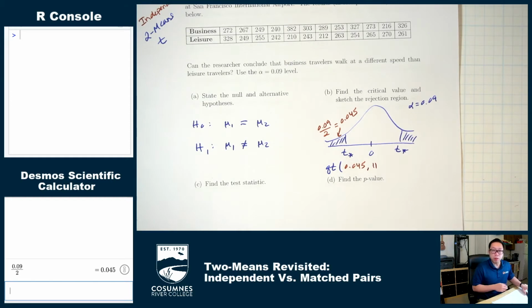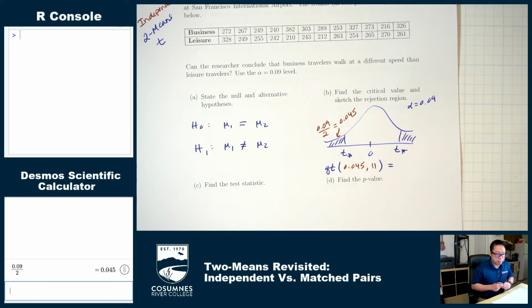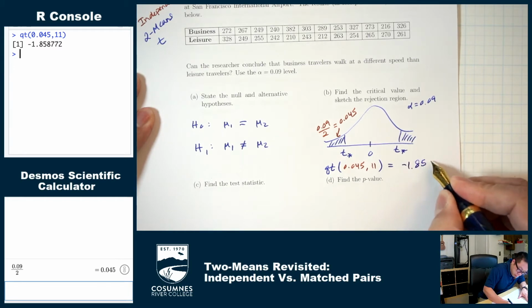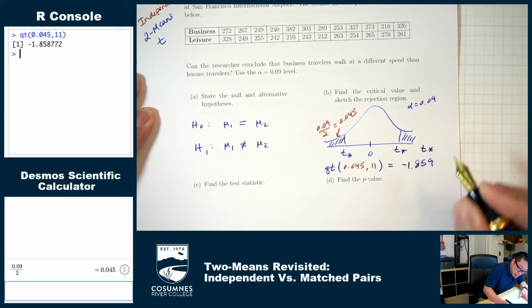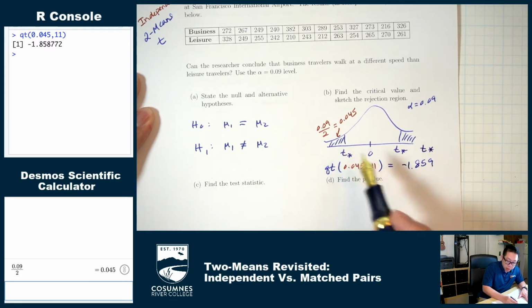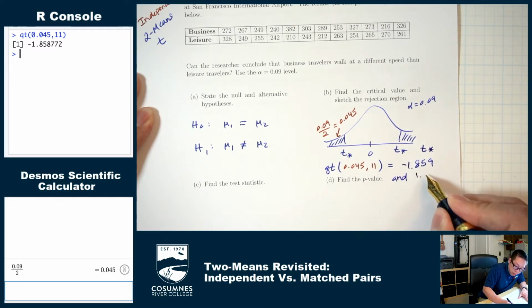All right, so in R, we're going to do QT, 0.045, comma 11. Negative 1.859. Okay, this is a T star. Based on my picture, I do expect 2 of them. Negative is the one on the left. The one on the right should be positive, 1.859.